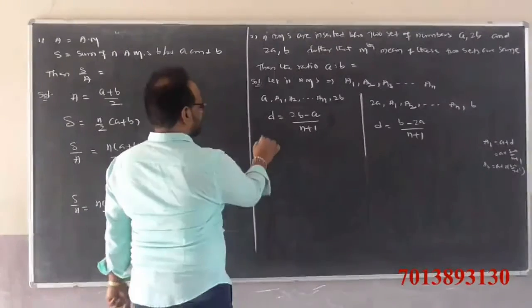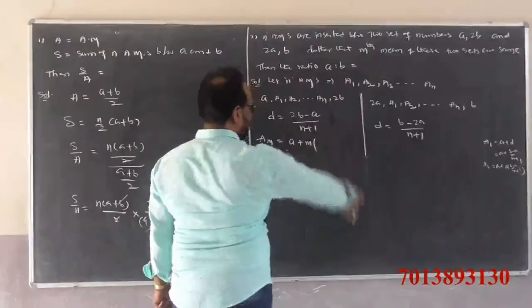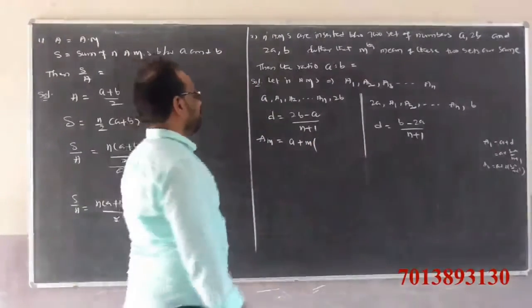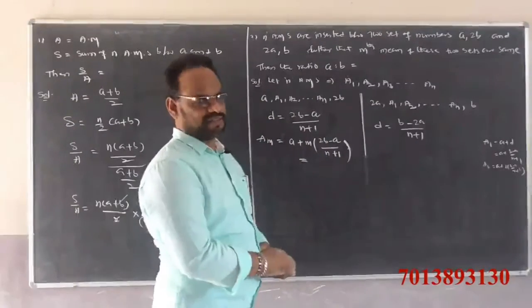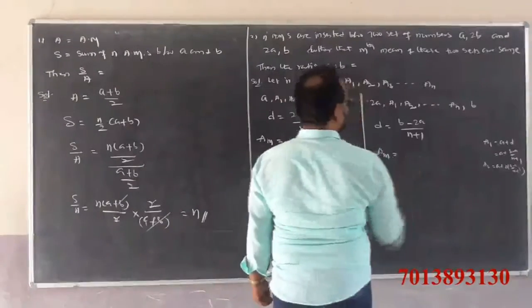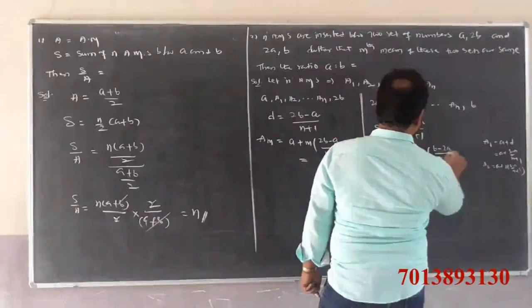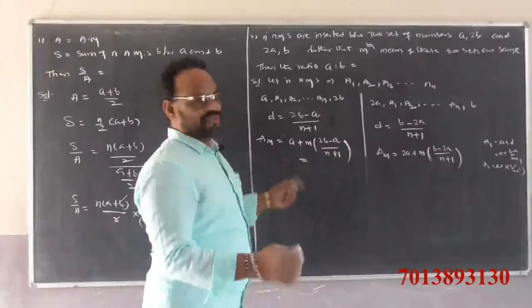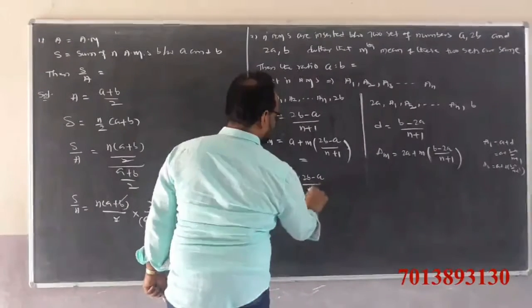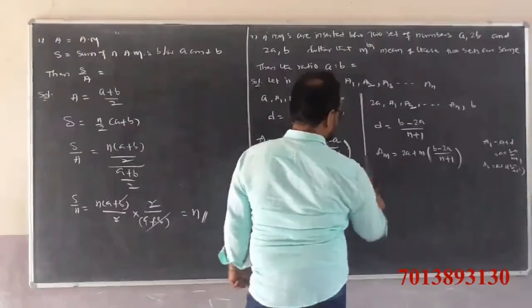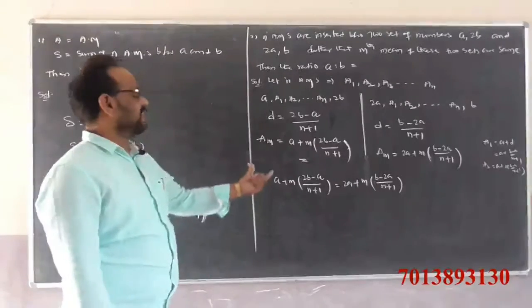The mth mean of these two sets: Am is equal to a plus m into (b minus a) by (n plus 1). Here b minus a means (2b minus a) by (n plus 1). This is the mth mean of the first sequence. Next, here also Am is equal to how much? 2a plus m times (b minus 2a) by (n plus 1). Given that the means are equal, a plus m into (2b minus a) by (n plus 1) is equal to 2a plus m into (b minus 2a) by (n plus 1).